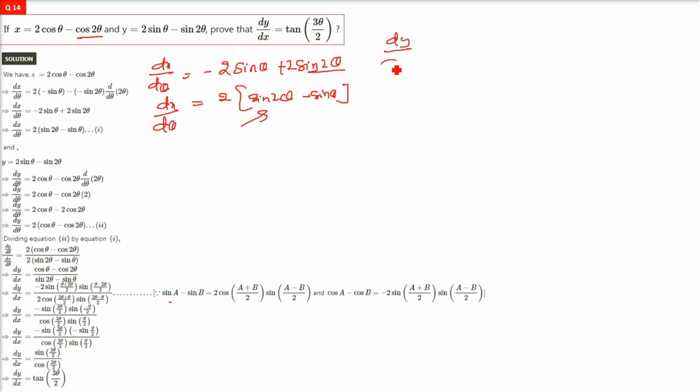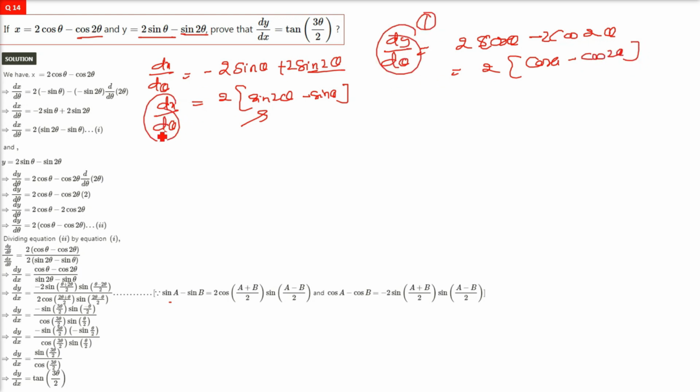Now coming to dy by d theta. So 2 sin theta minus sin 2 theta. So 2 sin theta differentiates to 2 cos theta and sin 2 theta to cos 2 theta, and differentiation of 2 theta will be 2. So I am taking 2 common, so cos theta minus cos 2 theta. Now dy by d theta, dx by d theta, you can just divide them. You will get dy by dx. So I am just taking this and putting it in the denominator. I am just trying to skip these steps to make it easier. 2 sin 2 theta minus sin theta. So cos theta minus cos 2 theta.